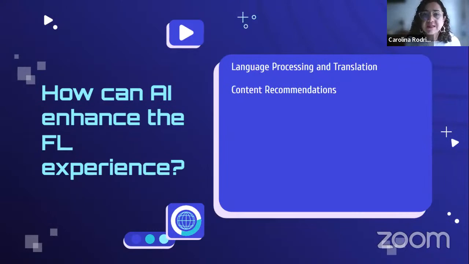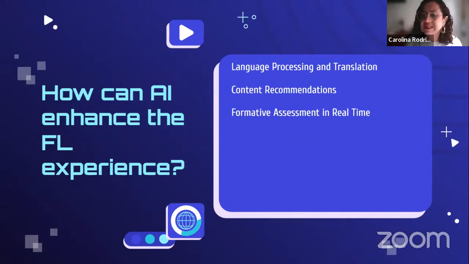Content recommendations. Stephanie mentioned something about having the lesson planning in a different way, like understanding lesson planning differently. You can ask ChatGPT, give me a list of 10 activities to do with the passive voice, and it's going to give you the 10 activities. It has all this variety of data. So it can also be great for us as teachers to get some recommendations, right?